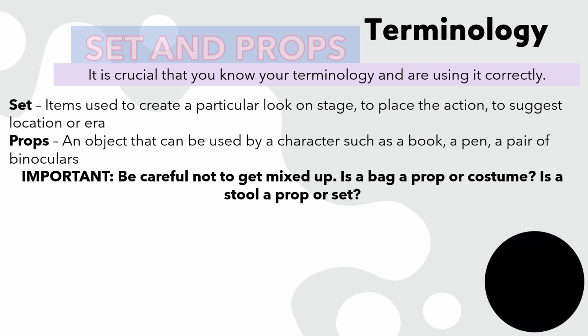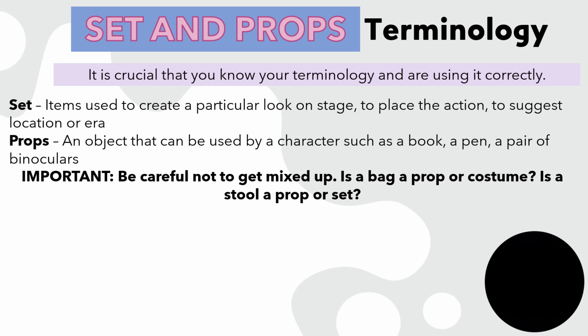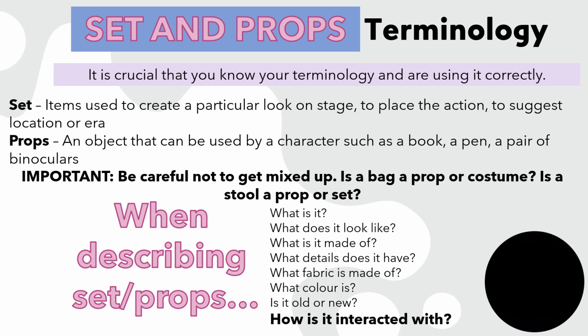Terminology for set and props. So we've done quite a lot on set and props recently. Remember the difference between a set and the difference between props. Think carefully about that. Don't confuse the two. But if it does ask you for set and props, make sure you talk about both and give your reason. So when you're describing, talk about what it is, what it looks like, what it's made of, the details that it has, fabric, colour, old or new, is it interacted with. Also, when you're designing your set, make sure you're linking it to the stage convention, thinking about what's above, what's below, the audience perspective, and the big one, the wow factor. Yeah, what wow factor will you have? Think about those levels, think about those colours.